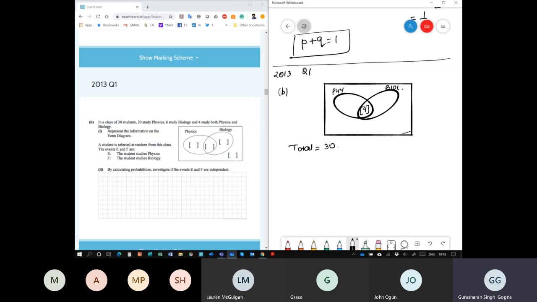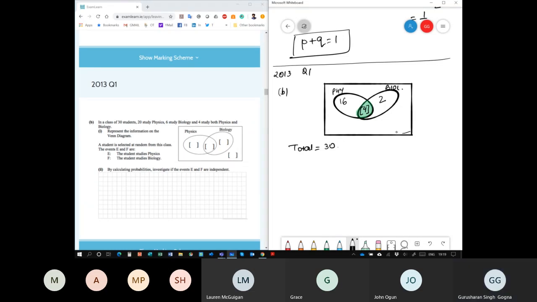Now, what are you left with? Physics. They said 20 students study physics. So the total number of students who study physics is 20, but 4 you already considered in the middle, isn't it? So you are left with 20 minus 4, 16. So in total it should be 20. That's why you have to start from the middle instead of repeating that. Biology: 6 students study biology. You already have 4 there, so you should have 2 here, isn't it?